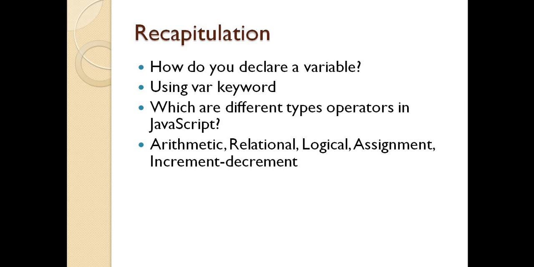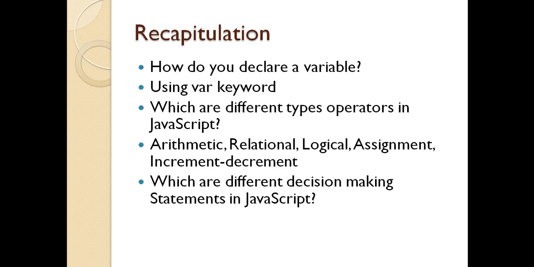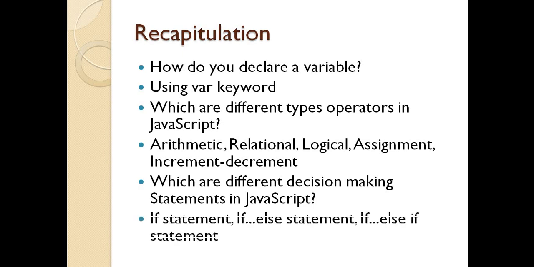Next, assignment operator is your equal to sign. The equal to sign is used for assignment. Plus plus is used as increment operator. Minus minus is used as your decrement operator. Next, which are different decision-making statements in JavaScript? In JavaScript, we have if statement, if-else statement, if-else-if statement. In your 11th standard, we have done various programs based on these statements. We have used variables, we have used all the operators. So, we have completed all this.